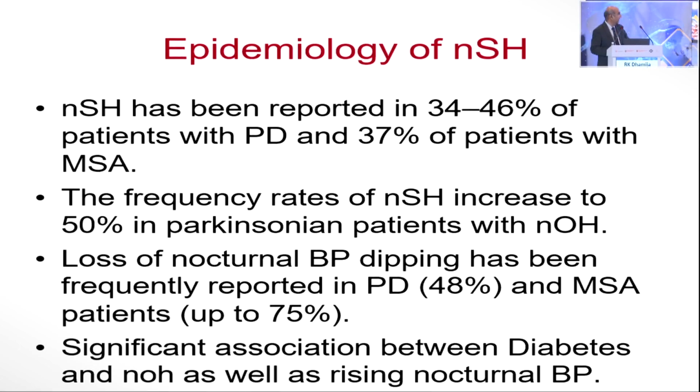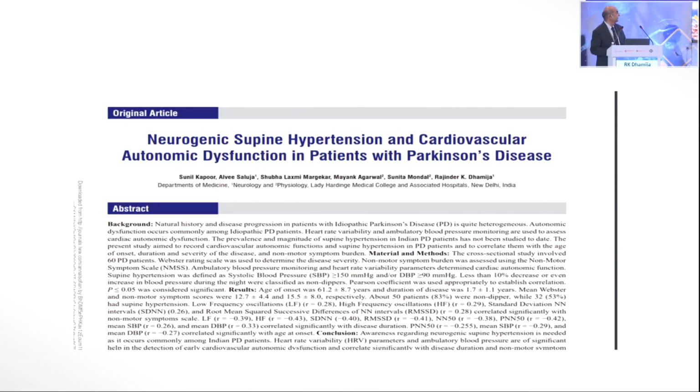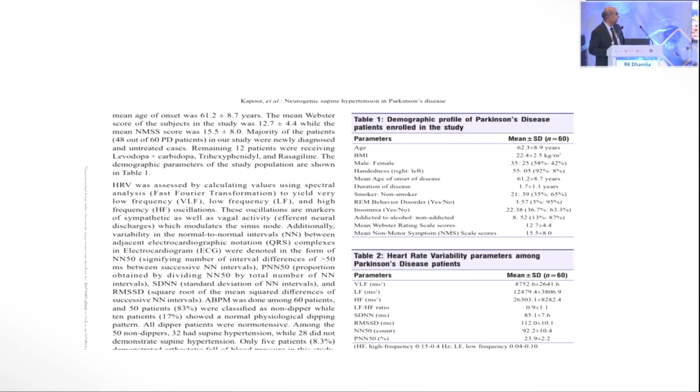Mostly both entities coexist, particularly if you have comorbid conditions like diabetes. That is something we have been noticing, and we did a small study in our hospital to see how many patients with PD actually have neurogenic supine hypertension and CAD. That study is now in the literature; you can access it in PubMed. We did heart rate variability and 24-hour ambulatory BP monitoring, and the demographics are more or less the same as in other cohorts.